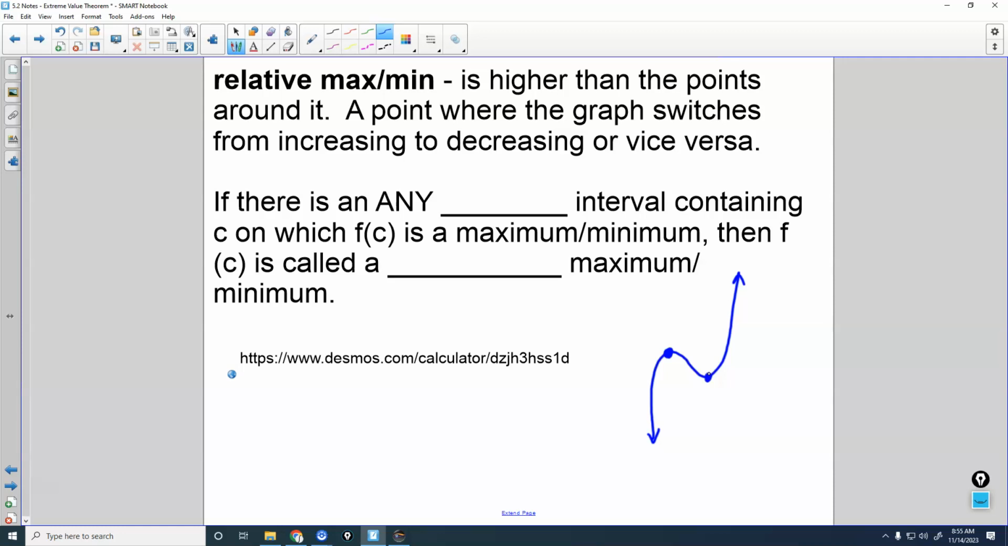Now, all absolute maximum or minimums within the interval anyway are also going to be relative because they're going to be a switching point for that, unless it's at the end points, which we'll talk about in a minute.